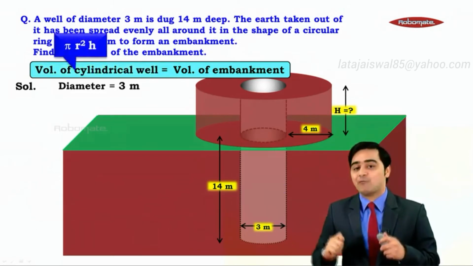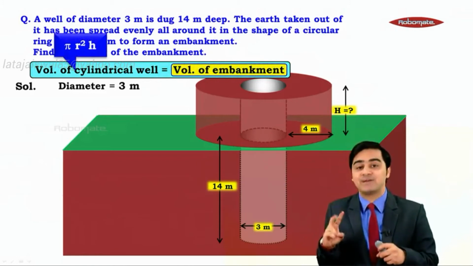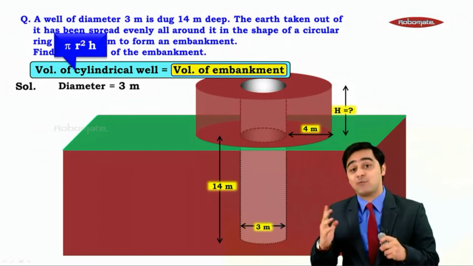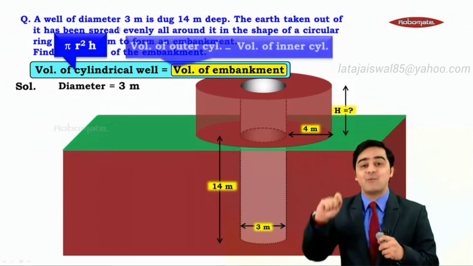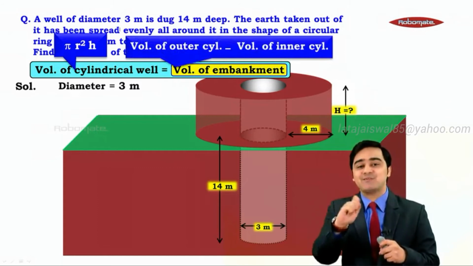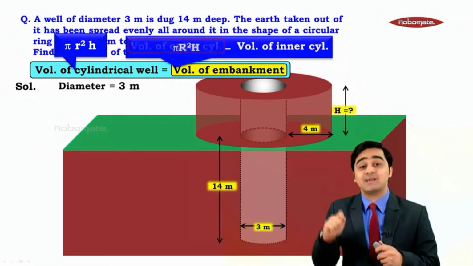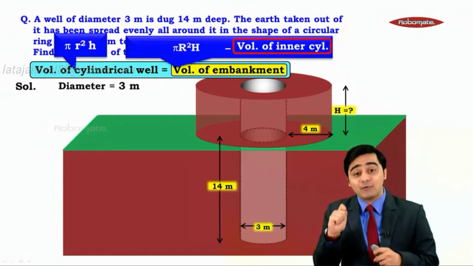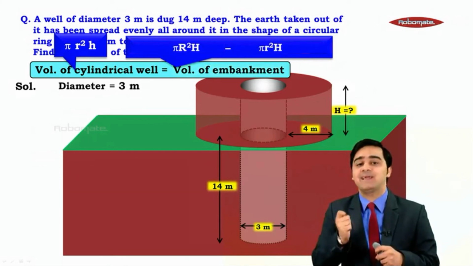Now let's focus on getting volume of embankment. We know that embankment has two cylinders, that is an outer cylinder and an inner cylinder. So what will be the formula for finding its volume? Yes, we can say that volume of embankment is volume of outer cylinder minus volume of inner cylinder. Out of which we can say that the volume of outer cylinder is pi capital R square capital H. And the formula for finding volume of inner cylinder is pi small r square capital H.